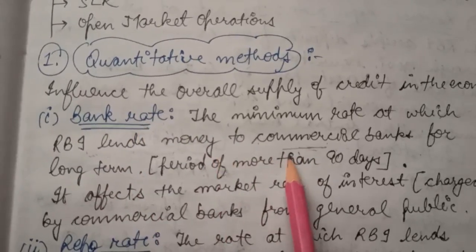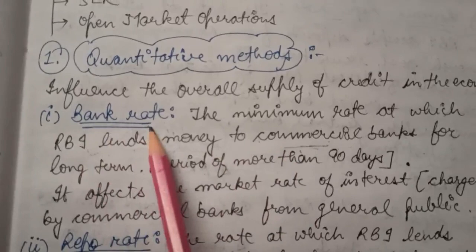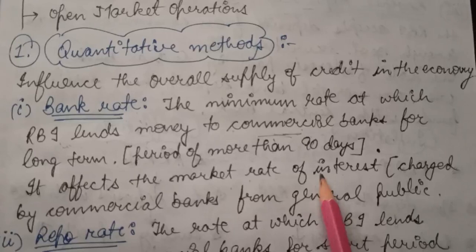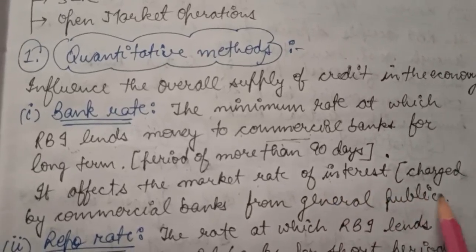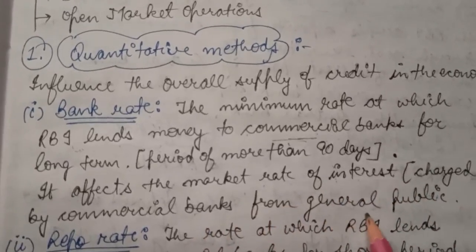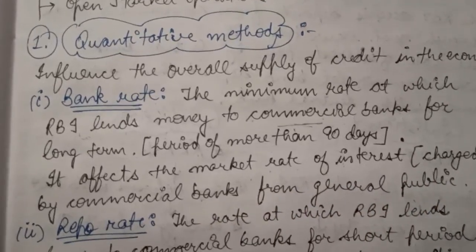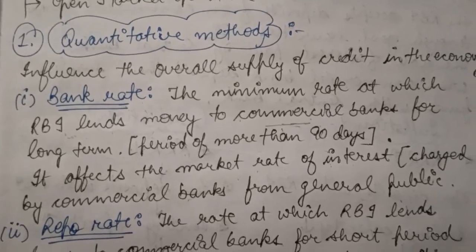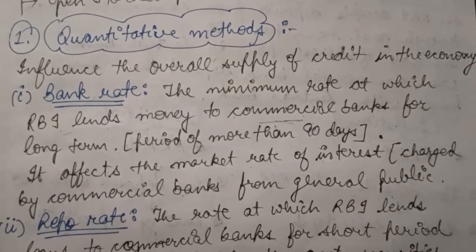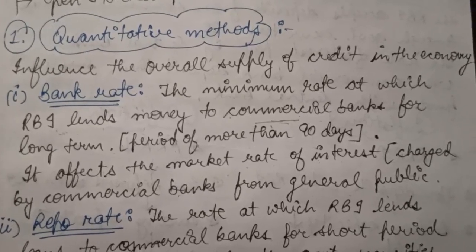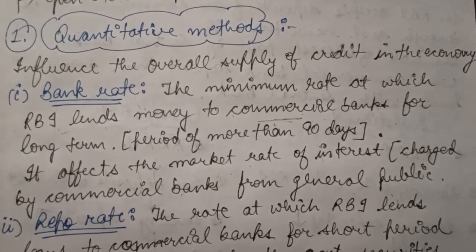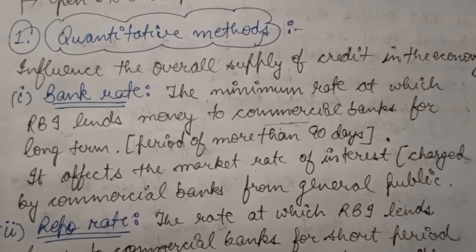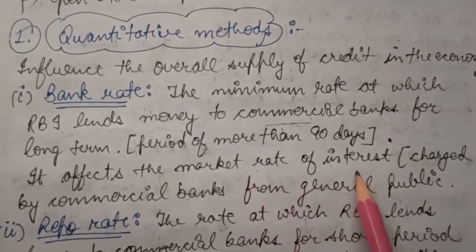Now the rate at which commercial banks get a loan from the RBI will definitely affect the market rate of interest. What is the market rate of interest? It is the rate of interest which is charged by the commercial banks from the general public. That is, when we go to take a loan from the commercial banks, the rate of interest charged to us. Suppose I went to a bank for taking a loan of ₹1 lakh and on that the bank charges me interest of 5%. So 5% of 1 lakh equals 5,000, which is known as the market rate of interest.